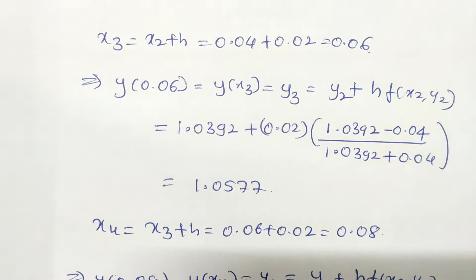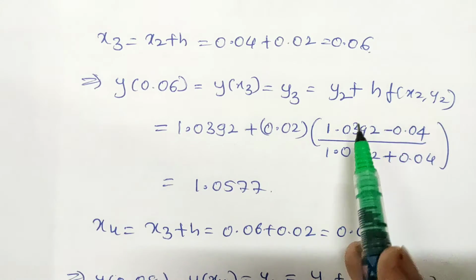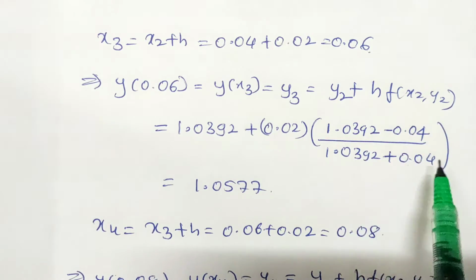And x3 is equal to x2 plus h, it is equal to 0.02 plus 0.04, it is equal to 0.06. Now y at 0.06 is nothing but y at x3, it is denoted by y3, and we know by Euler's method y3 is equal to y2 plus h into f of x2 y2. Substitute the values. Here y2 is 1.0392, which you have just done, plus h is 0.02 into f of x2 y2. F of x2 y2 is y2 minus x2 divided by y2 plus x2.